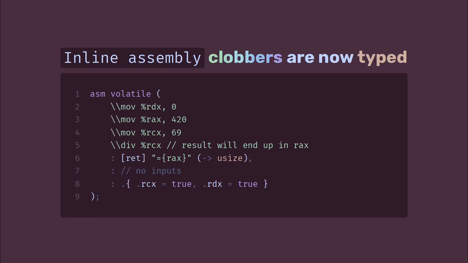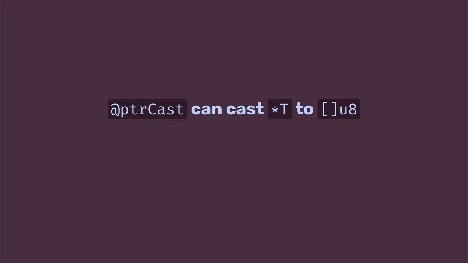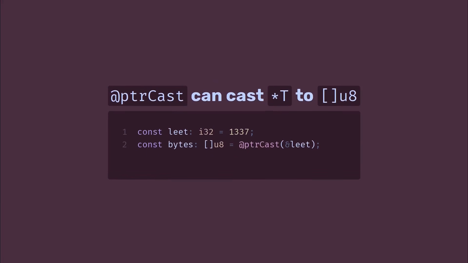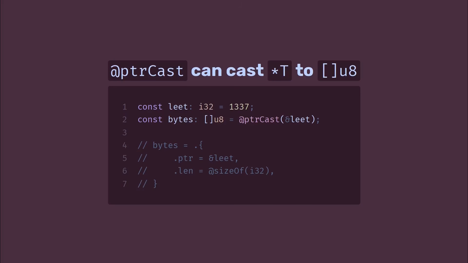Another little change is to @ptrCast. It is now allowed to cast a single item pointer to a slice of bytes with the length of the item size, effectively creating a structure like this.